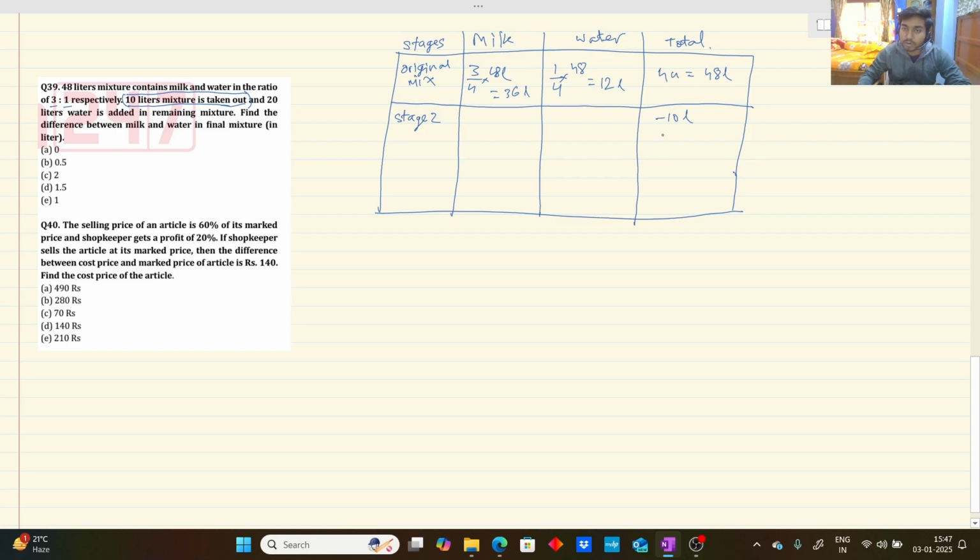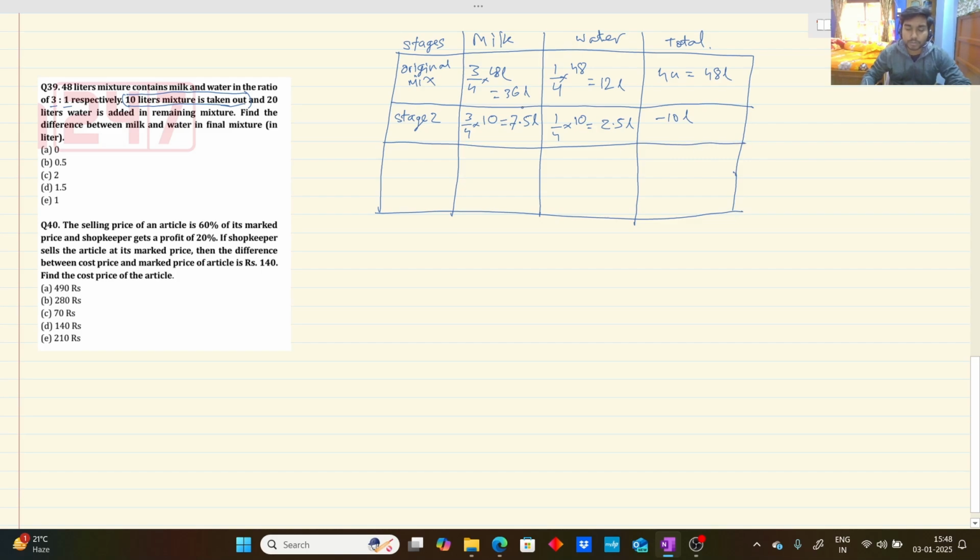Now 10 liters from the whole mixture is taken out. That means the ratio in which milk and water will be getting out of the original mixture is still 3 to 1. Hence 3 parts out of 4 parts of milk will be taken out from this 10 liters, and 1 part out of those 4 total units will be taken out as well. So this is 7.5 liters milk and this is 2.5 liters water. This is my stage 2.